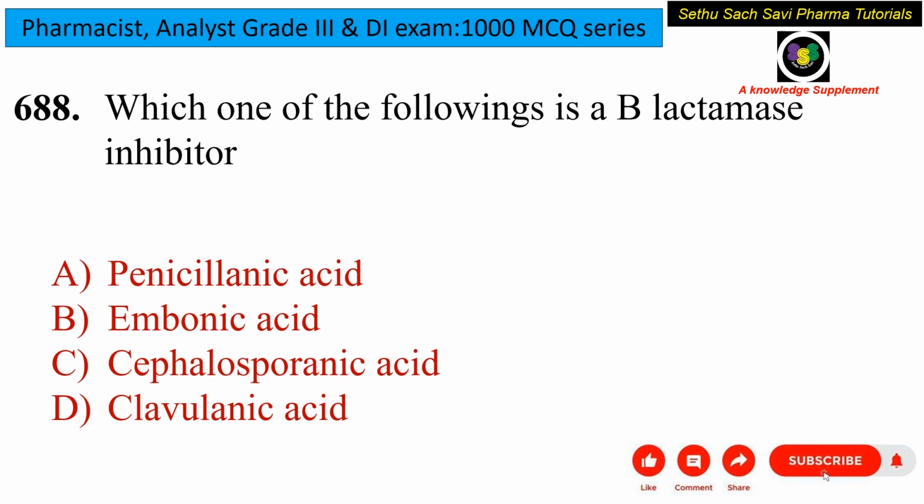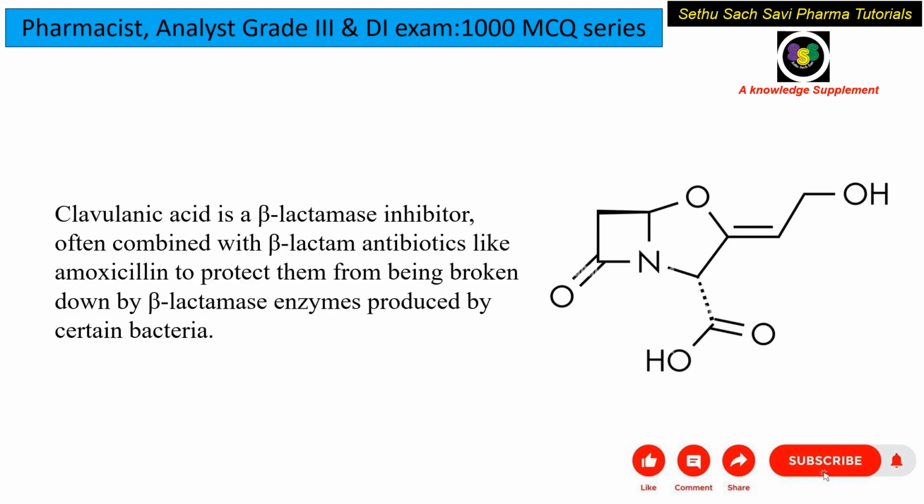Coming to the next question, which one of the following is a beta-lactamase inhibitor? Beta-lactamase, we know, is an enzyme. So, is it penicillinic acid, boric acid, cephalosporinic acid or clavulanic acid? It is a very easy question. Clavulanic acid is the answer.